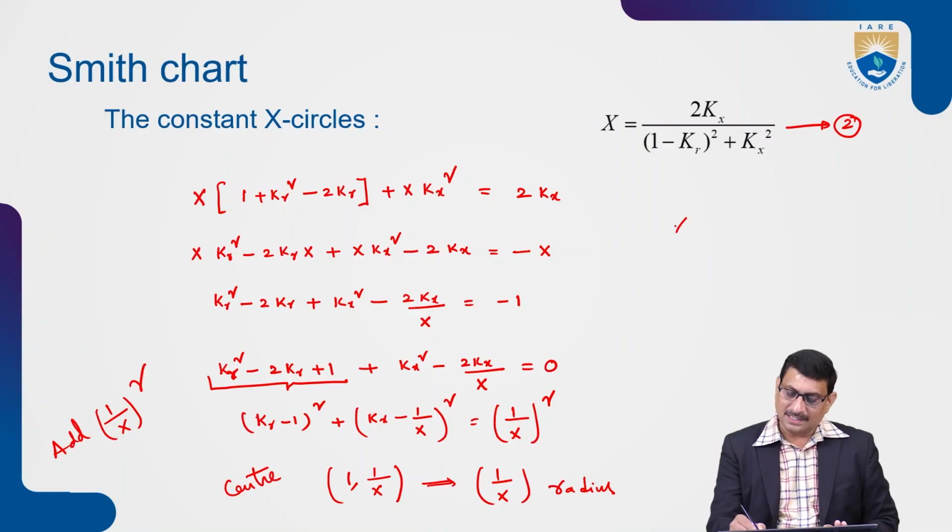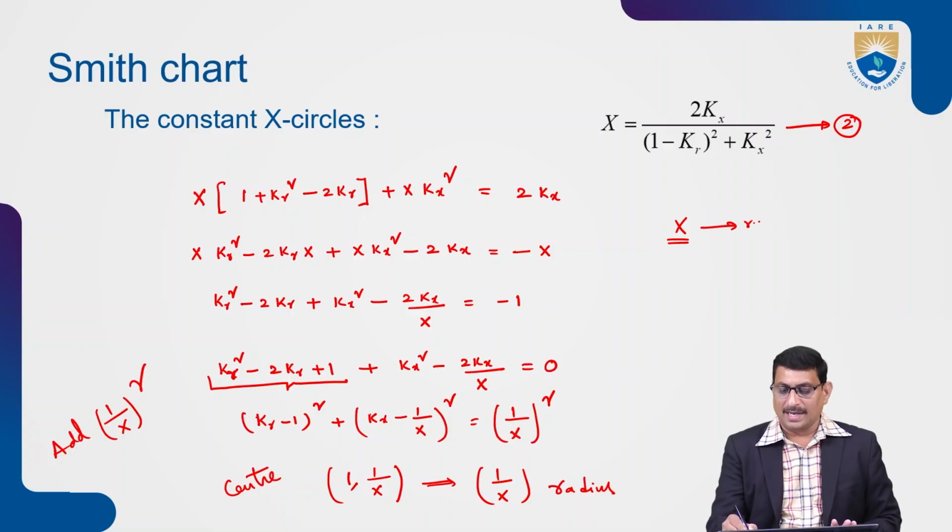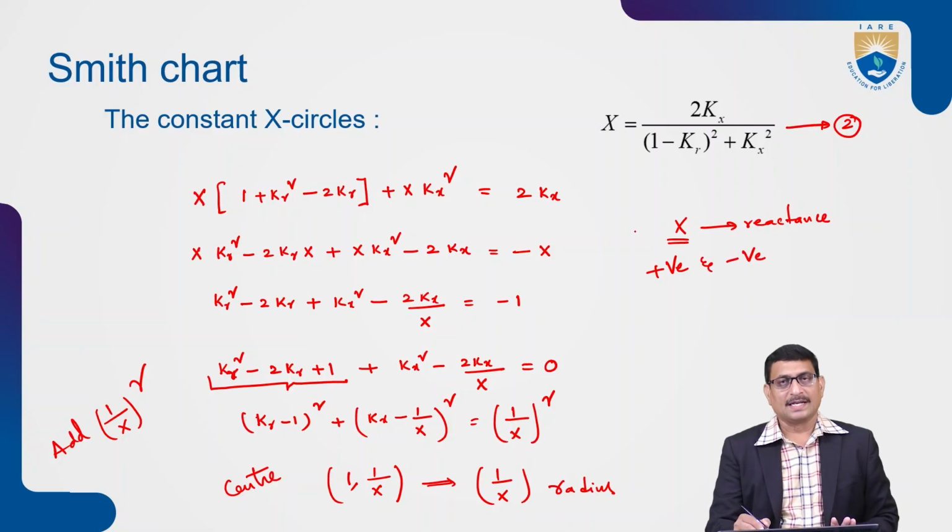But what is the x here? This is the imaginary part of the normalized terminating impedance, which is called the reactance. The reactance can take positive values as well as negative values. Therefore, x may vary from minus infinity to plus infinity. Now we need to take those values and start to draw the family of constant x circles.